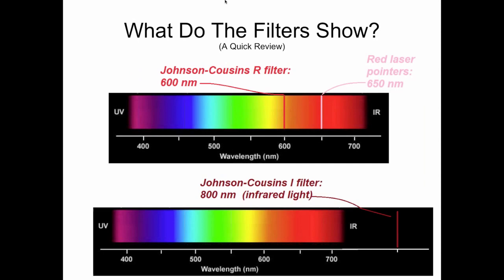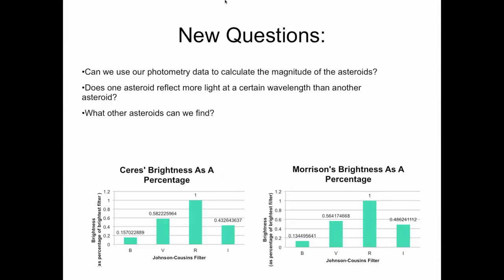Okay, and if you'll go to the next slide, please. So here's some new questions that we have. Can we use our photometry data to calculate the magnitude of the asteroid? Also, does one asteroid reflect more light at a certain wavelength than another? And what other asteroids can we find?